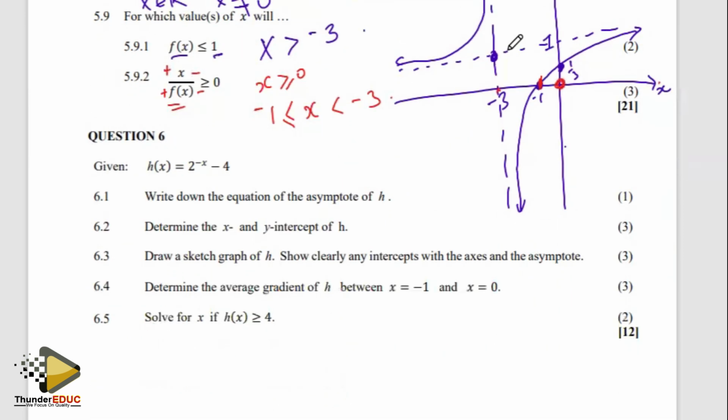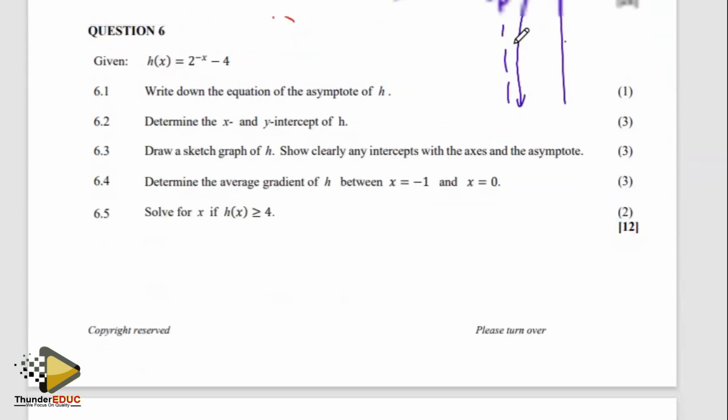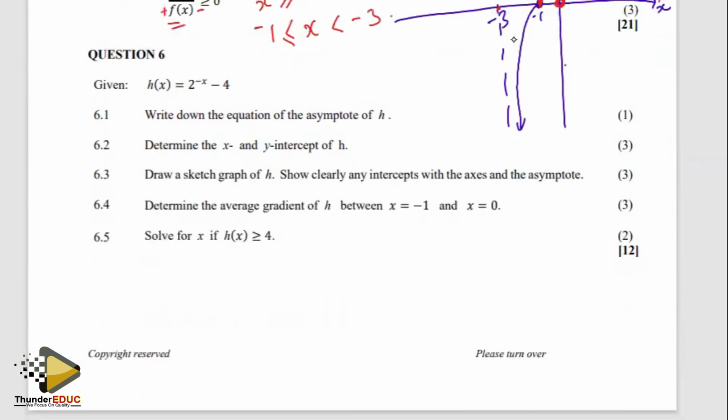Okay, then question number 6, which is the exponential. They want us to write down the equation of the asymptote. y is -4. So this represents the asymptote. X and y intercepts. Let's start with the y-intercept where x is 0. Anything to the exponent of 0 will always be a 1. So 1 minus 4, which is -3. So it's (0, -3). That's the y-intercept.